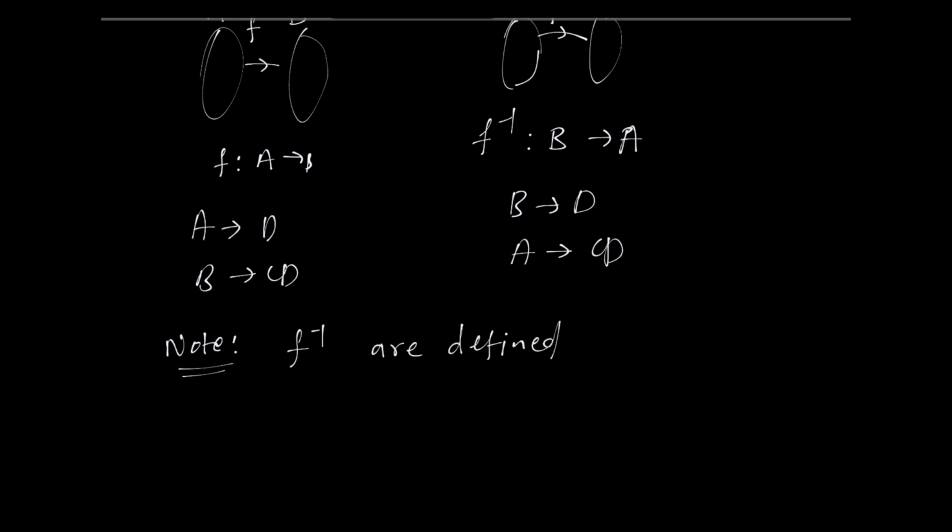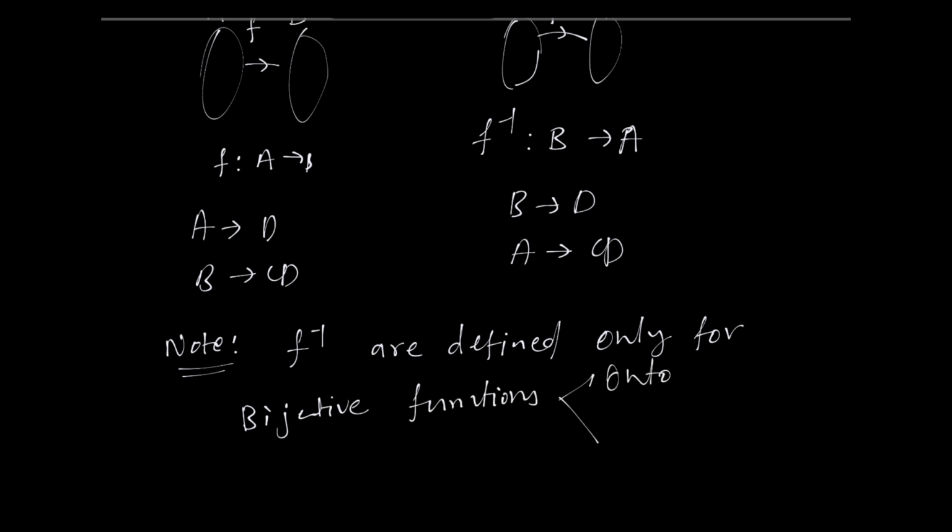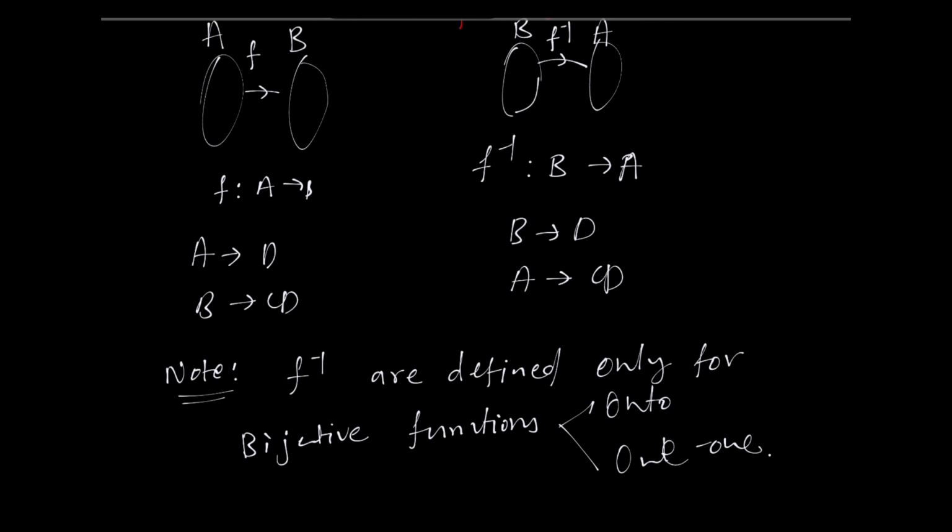F inverse functions are defined only for bijective functions. Bijective functions in the sense the function must be both onto and one-one. A function must be both one-one and onto. And that's it for the class today. I'll discuss the rest of the things regarding the inverse of a function in the next class.